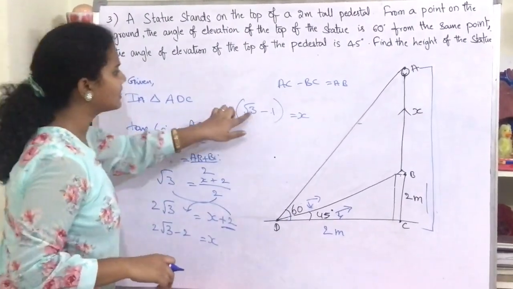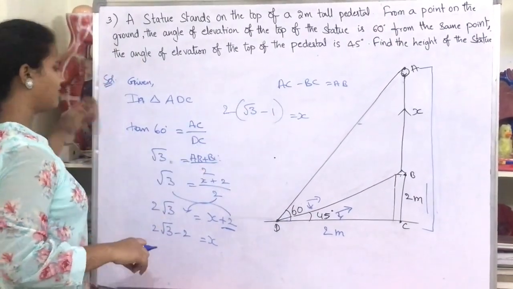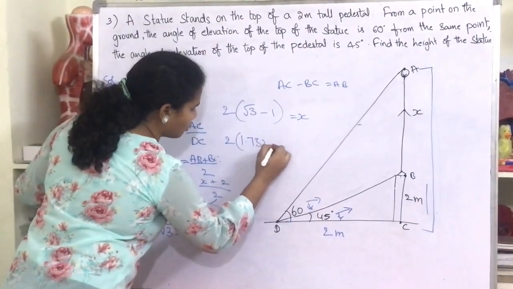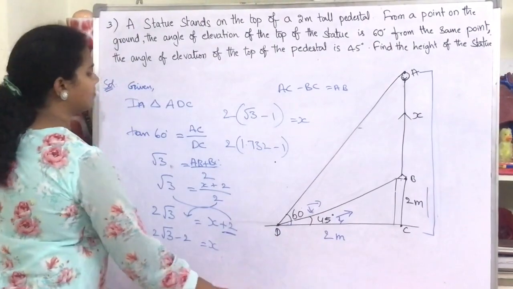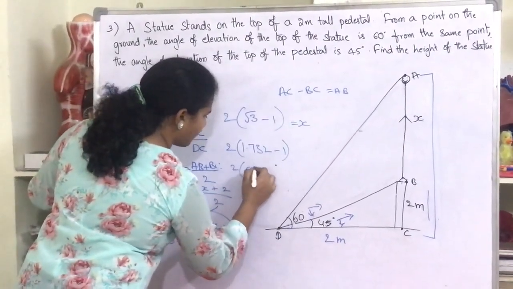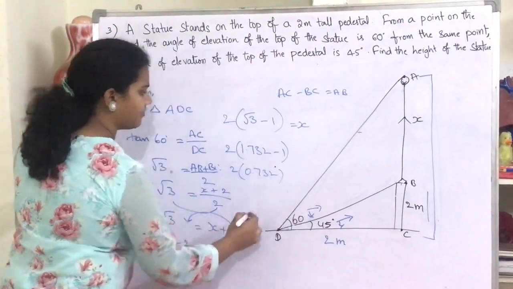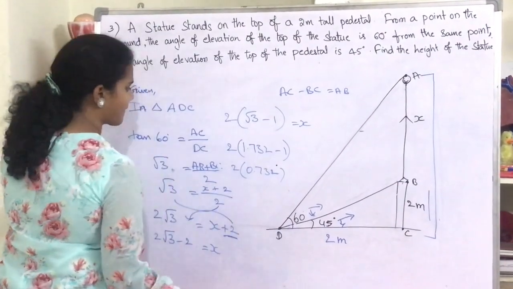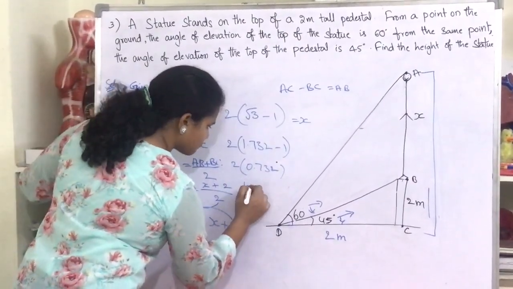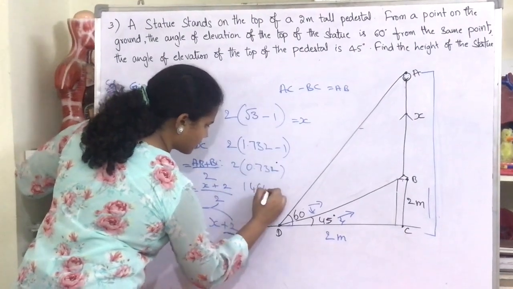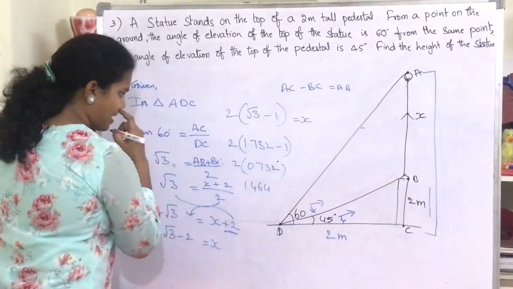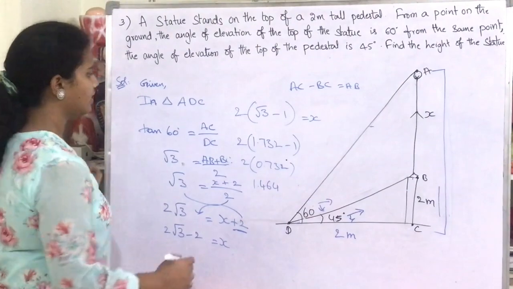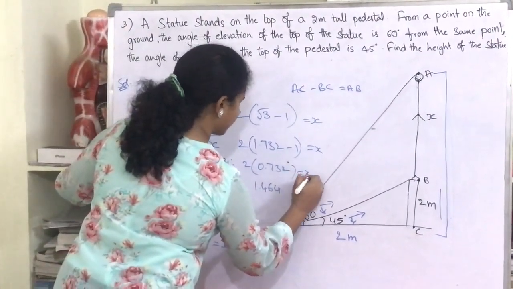Now √3 minus 1. We know the √3 value is 1.732, minus 1, which gives 0.732. Then 2 into 0.732: 2 times 2 is 4, 2 times 3 is 6, 2 times 7 is 14, with the decimal point placed before 3 digits. So we get 1.464, which equals x.